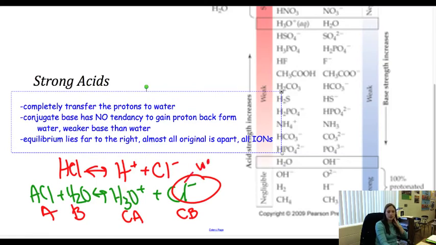Cl minus here is too weak. It's very, very weak. It's not going to recombine and go the other way. Strong acids, instead of a double arrow, are really a single arrow to the right. They really do not come back the other direction to the left. Water is a stronger base and will keep those protons.